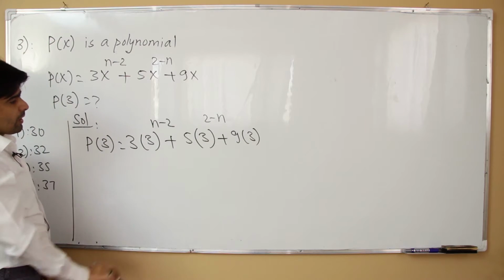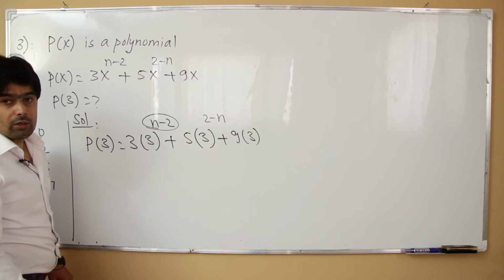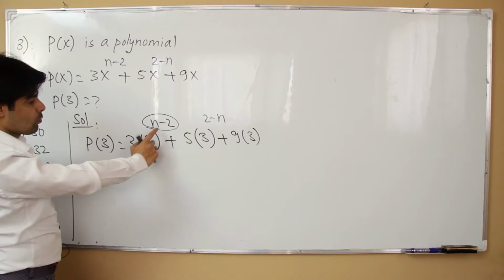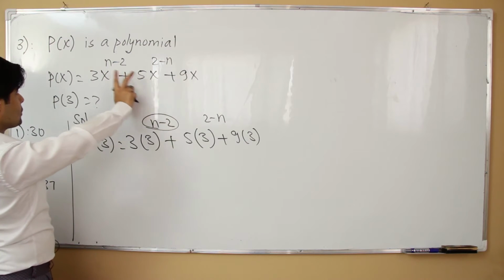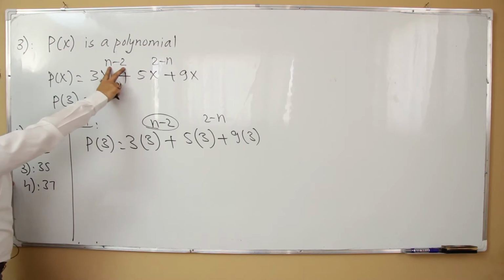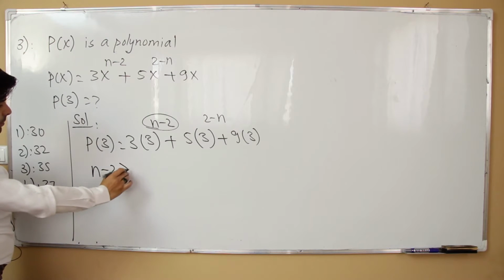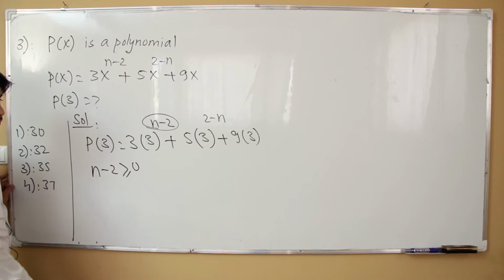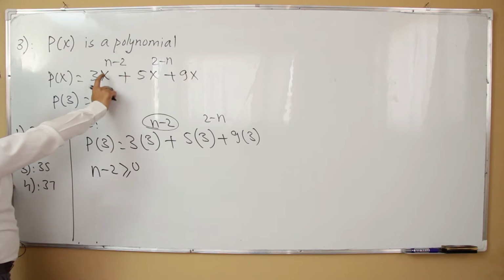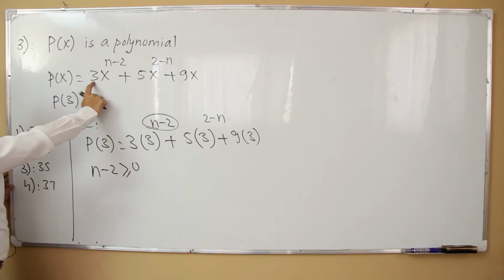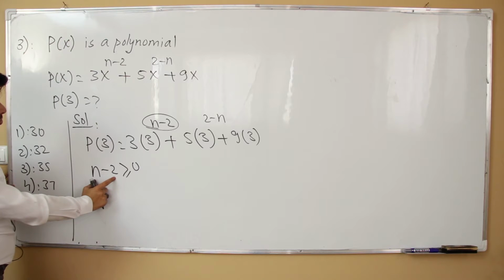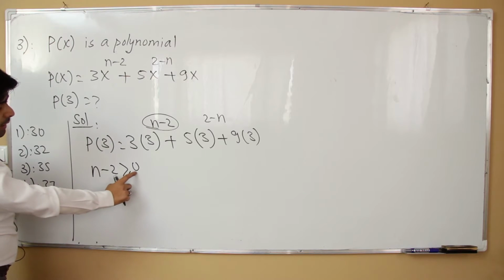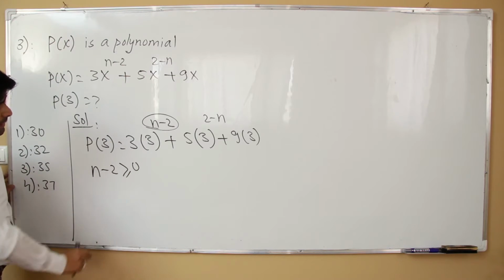Now if you don't know the power, you cannot solve it. 3 to the power which number? If this is a polynomial, the power must be a natural number. It means n minus 2 should be 0 or greater than 0. Why? If this is 0, then x to the power 0 is 1, and 1 times 3 is 3. So it's called a constant polynomial. Am I right or not? Then n minus 2 should be greater than or equal to 0. Now you can solve this inequality.